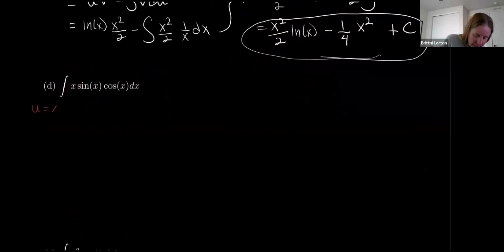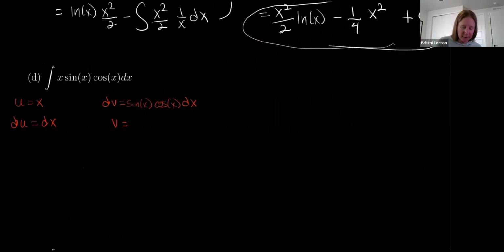My u would be x, which means dv has to be the other one, whatever it is. And yeah, in this case, it's uglier. Sine of x times cosine of x dx. dv sometimes is the uglier one. And in this case, it had another product. It's a little bit harder. We can do it. The process is the same. So du, the derivative of x is 1 dx. And then v, I need an antiderivative.